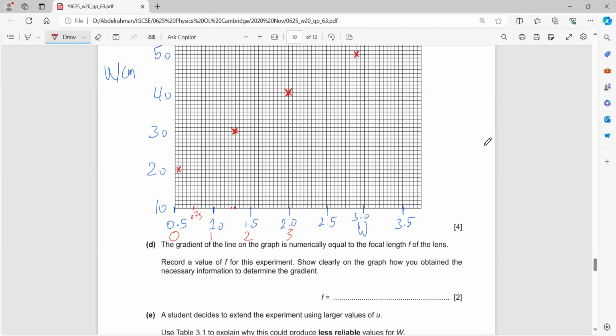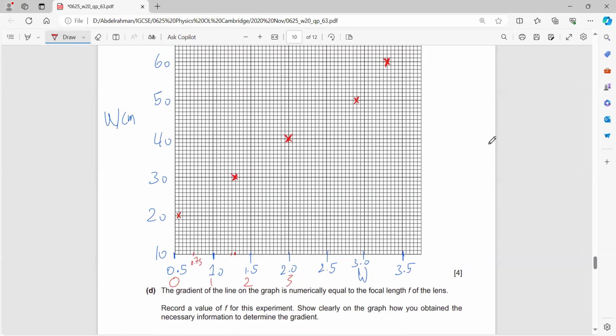Can I find the gradient of the line? Yes, I need to draw the line first and then find the gradient of this line. So let's draw the line and find the gradient.